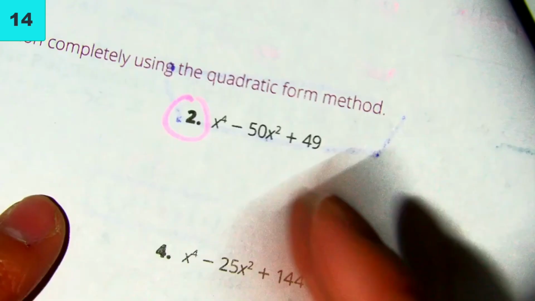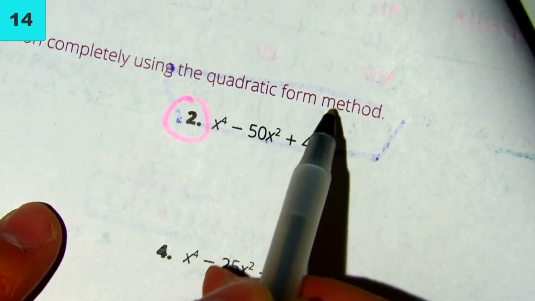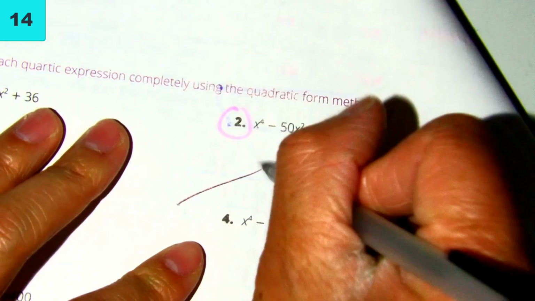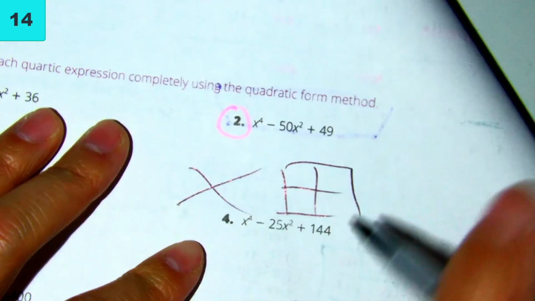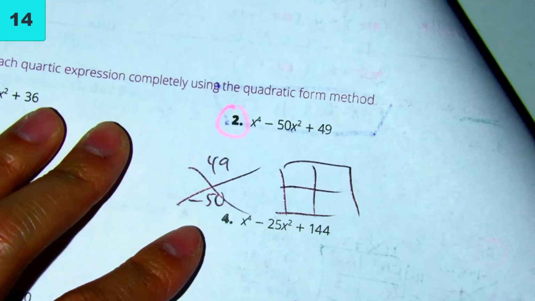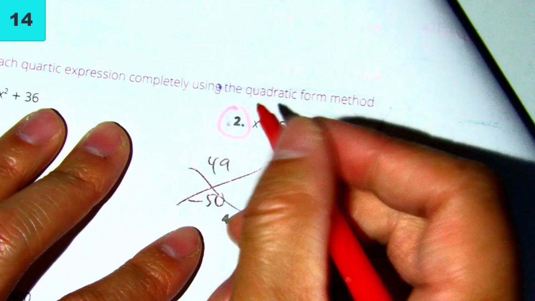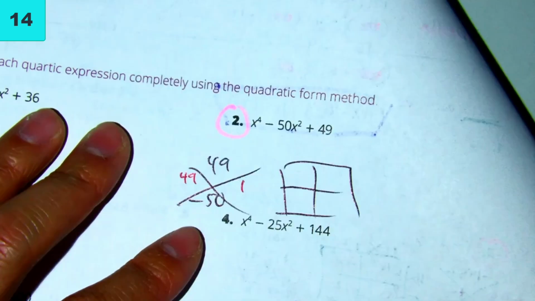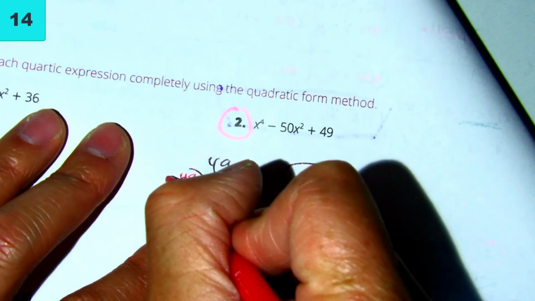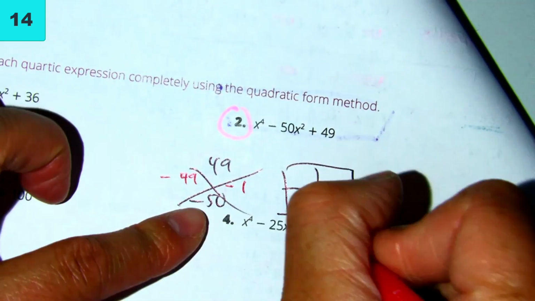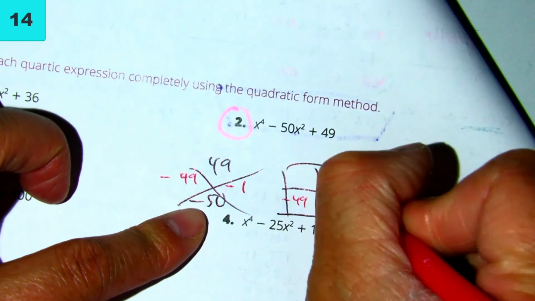Although it says use the quadratic form method, you're just going to use the X box. A times C is 49, negative 50. Class, what are our two numbers? Both negative, right? Equals a positive, but adds to negative, so -49, -1.